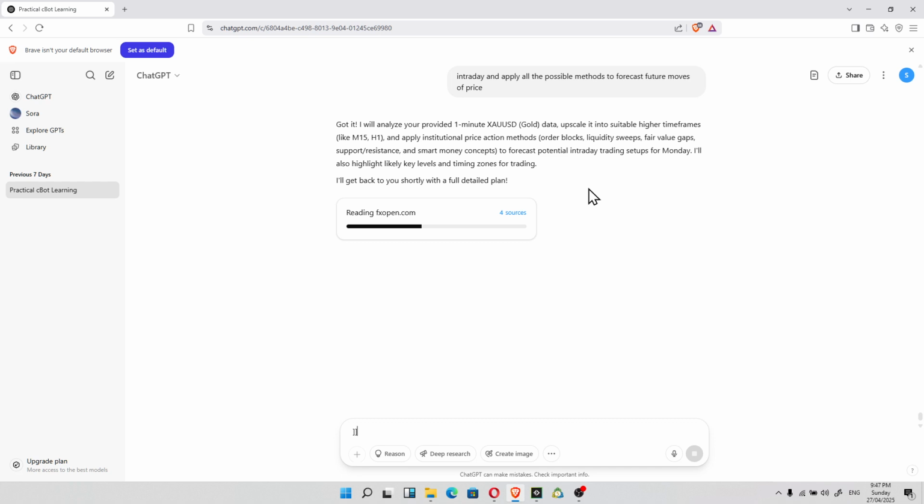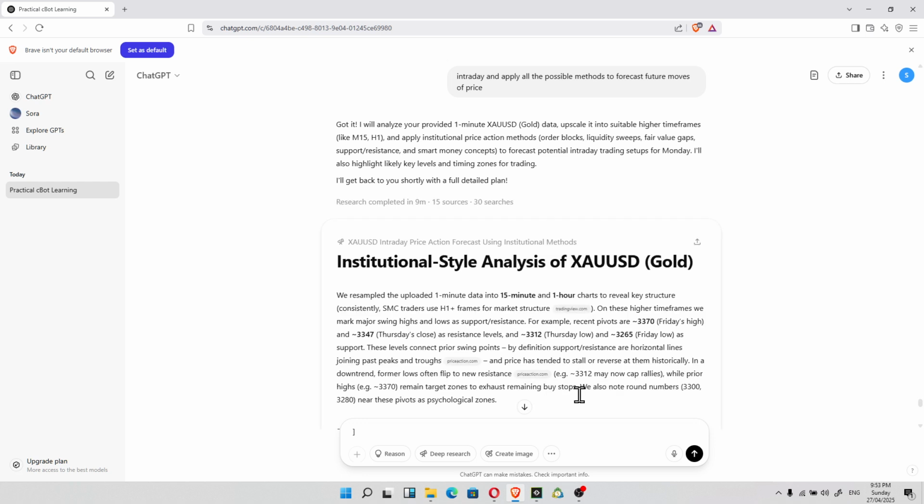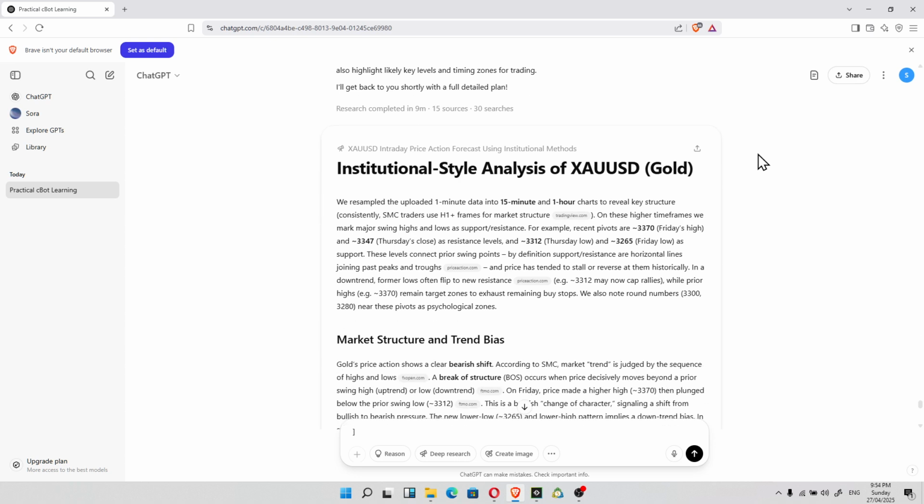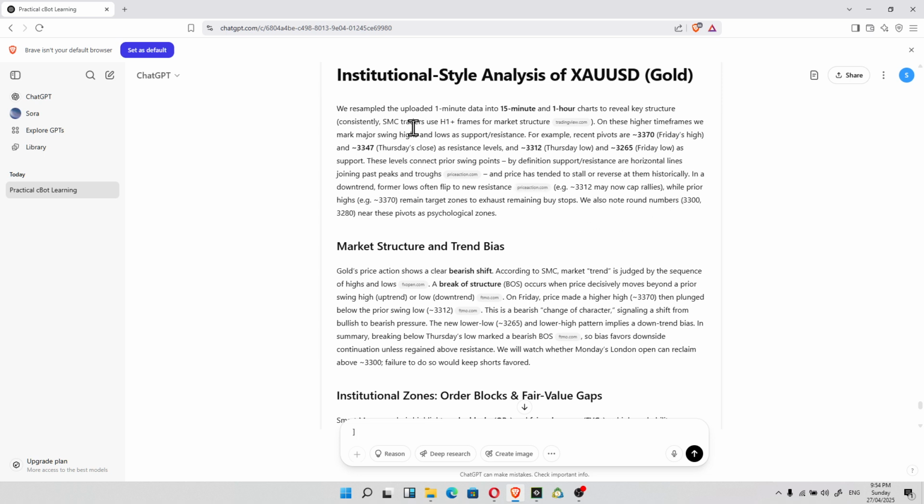Now we can see we are getting the data from 4 sources. Now there are 7 sources. It's applying different websites, different data, different signal sides. Everything is thrown together and makes a great plan. Let's see what the results will be. So guys, this is what we got from ChatGPT. What it did was reassemble the uploaded 1 minute data into 15-minute and 1 hour charts.